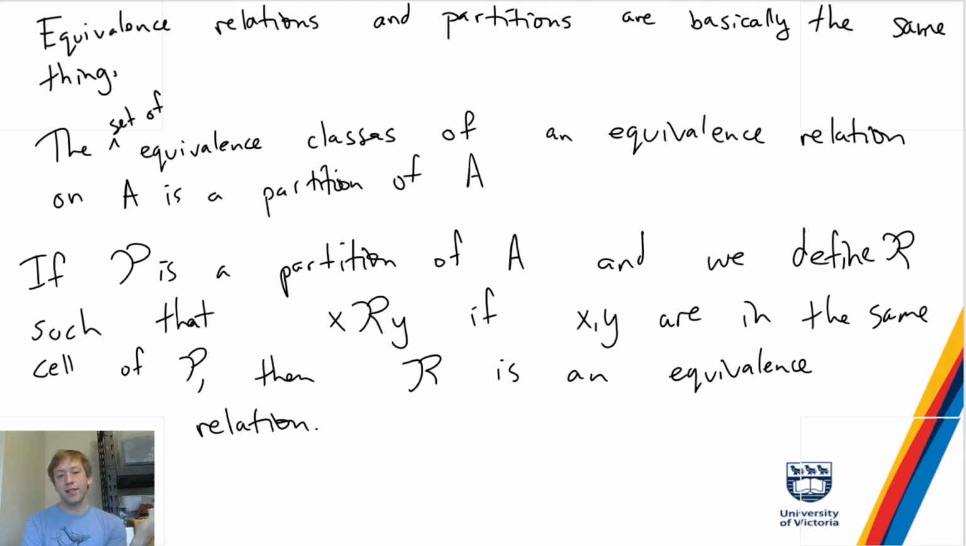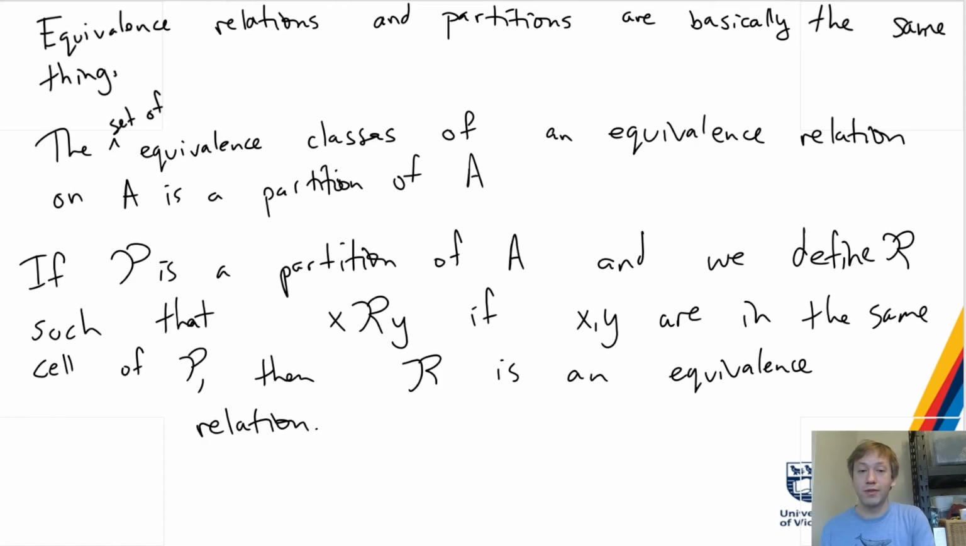And it's not hard to see this, right? Because think about the definition of an equivalence relation. The relation is reflexive because every element is in the same equivalence class as itself. It's also symmetric because if x is in the same class as y, then y is in the same class as x. It's transitive because if x is in the same class as y and y is in the same class as z, then x is in the same class as z. Okay.